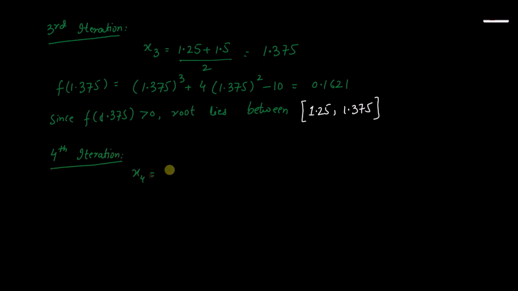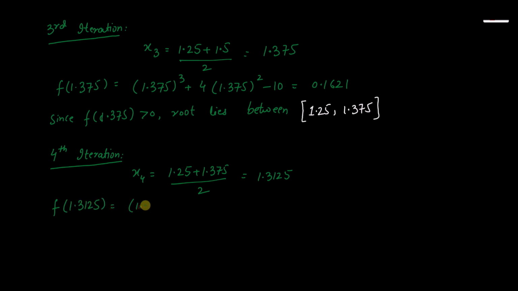So x4 is equal to 1.25 plus 1.375 divided by 2. So the answer would be 1.3125. Now we need to substitute in a function.